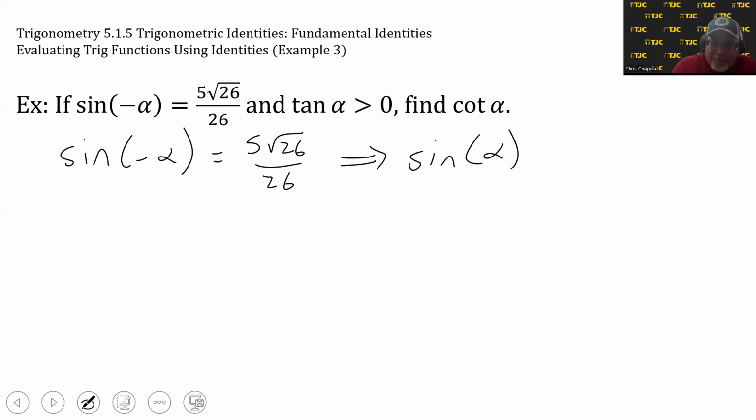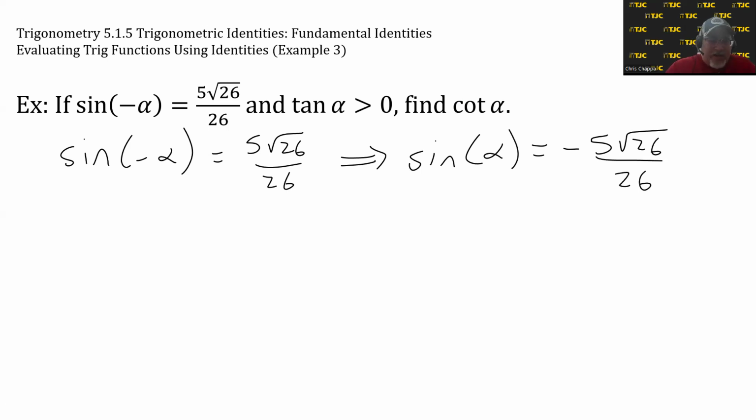Well, being an odd function, if you're an odd function, that means opposite inputs produce opposite outputs. Since alpha and negative alpha are opposite inputs, the outputs should also be opposites, meaning the sine of alpha is going to be negative 5 square root of 26 over 26. All right, so there's our first move. We got the value of sine. Let's highlight that to make it a little bit easier to find.